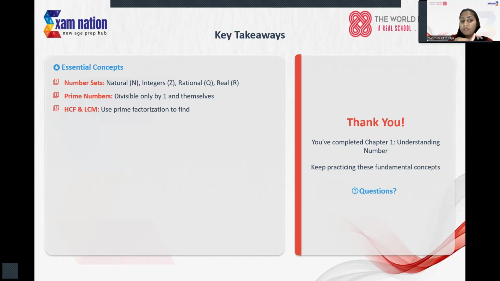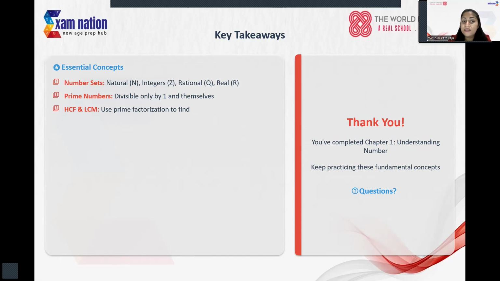For the natural number set, the counting numbers are included, and for integers, counting numbers plus 0 plus all negative numbers. And for the rational numbers, what are the numbers included? The numbers we can write as fractions, and real numbers are all rational and irrational numbers. Okay, then what are the prime numbers? Prime numbers means divisible by 1 and themselves.